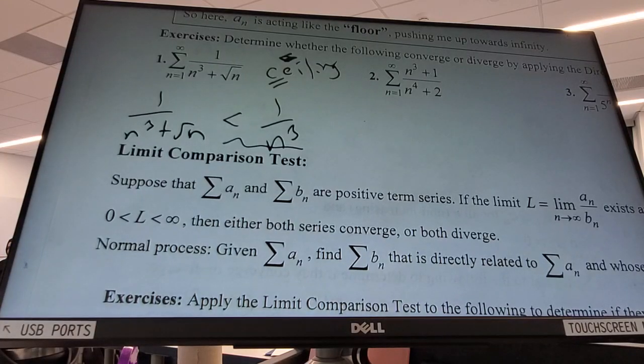My ceiling does what? It converges. Therefore, that series also converges. It can't go to infinity because it's got a limit there. It can't go past the other two.